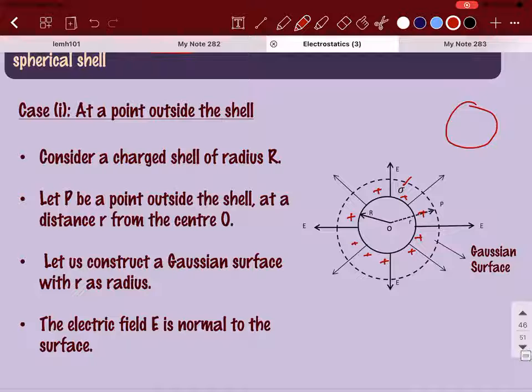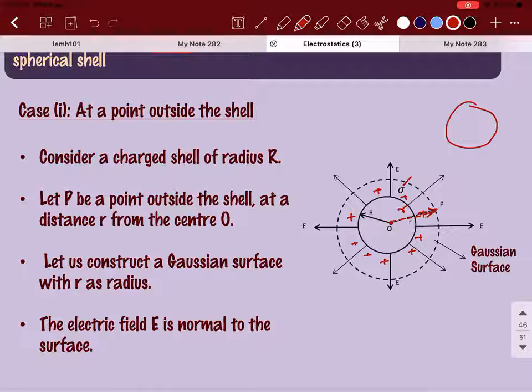When you talk about a spherical shell, we need to calculate the electric field at three points. One is inside the shell, second is on the shell, and the third is outside the shell. So we will start with outside the shell. With respect to the center, I need to consider a point P which is outside, at distance r. So this is point P.